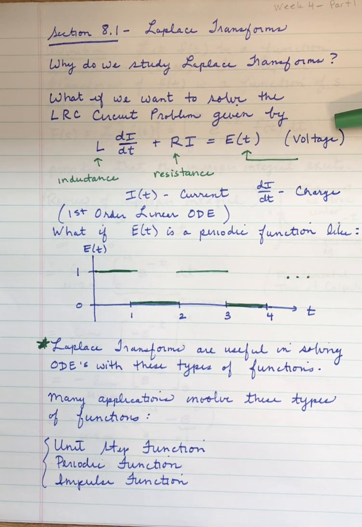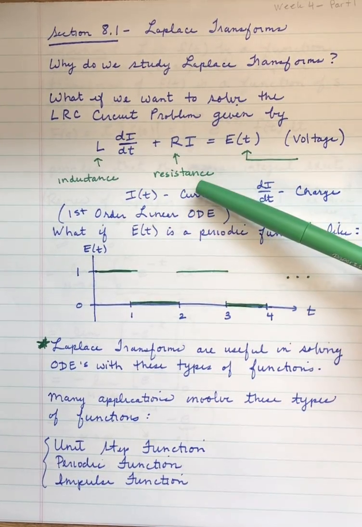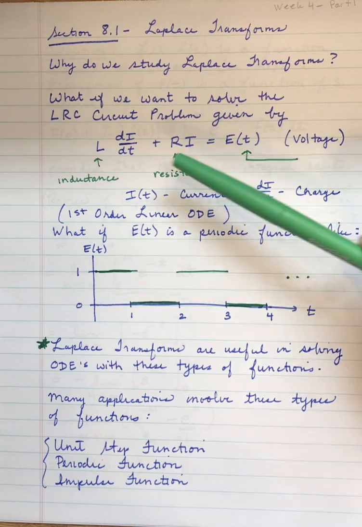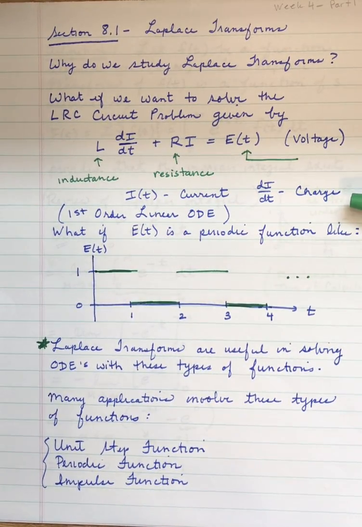For example, this forcing function E of t here for voltage in the LRC circuit differential equation, where we just have a first order differential equation. L is inductance, R is resistance, I of t represents the current, and the derivative of I with respect to t represents the charge. Now, I don't want you to focus that much on the actual application, but what if we had a voltage function that wasn't one of our nice functions, like a sine or cosine?